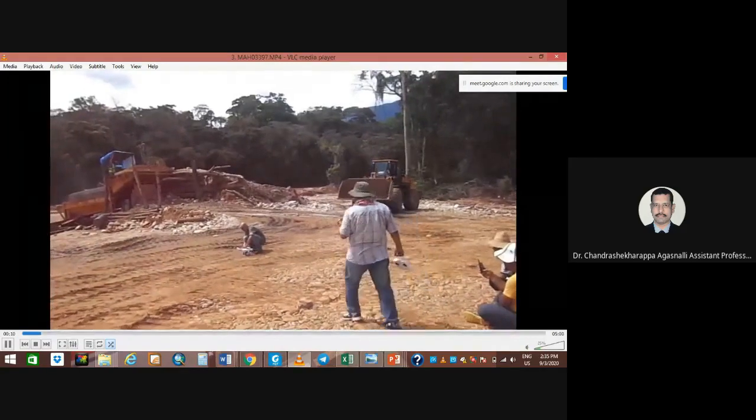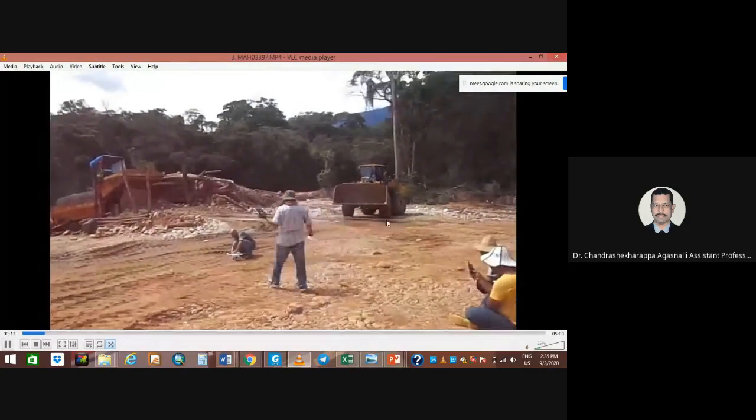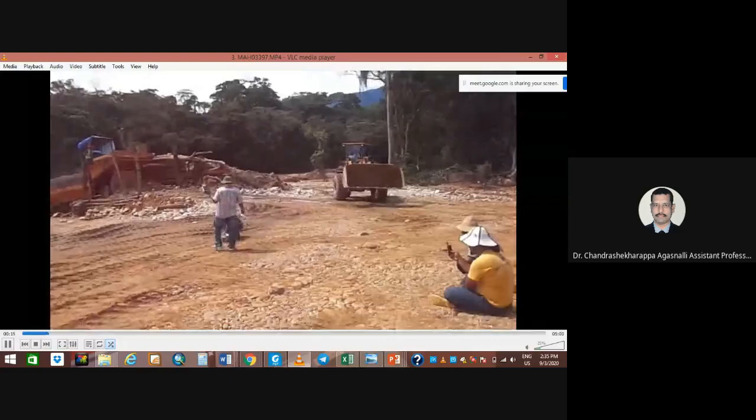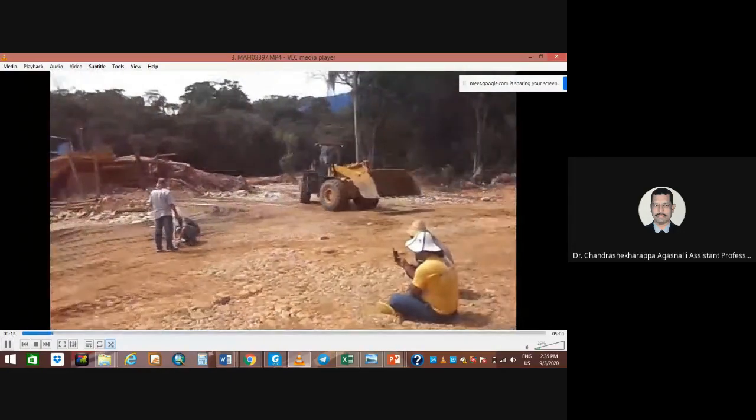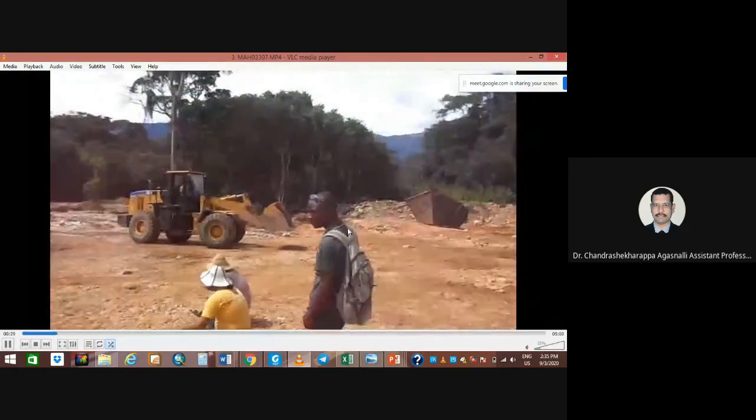Generally in other countries, they do this aerial survey very frequently, which is better, and it's not too expensive for them.